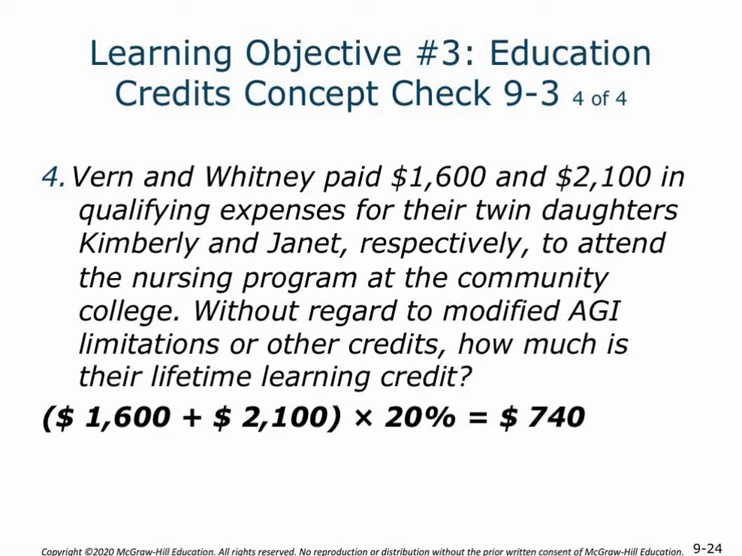Concept check 4. Vern and Whitney paid $1,600 and $2,100 in qualifying expenses for their twin daughters to attend a nursing program. Without regard to the modified AGI limitations, how much is their lifetime learning credit? So here we have $3,700, which is under 10,000. We can use that full amount multiplied by the 20% to get $740, which would be the maximum lifetime learning credit that they can use, assuming that they're not in that phase out range.